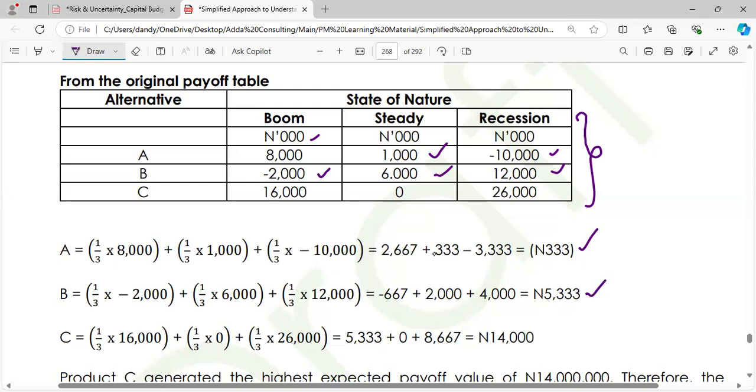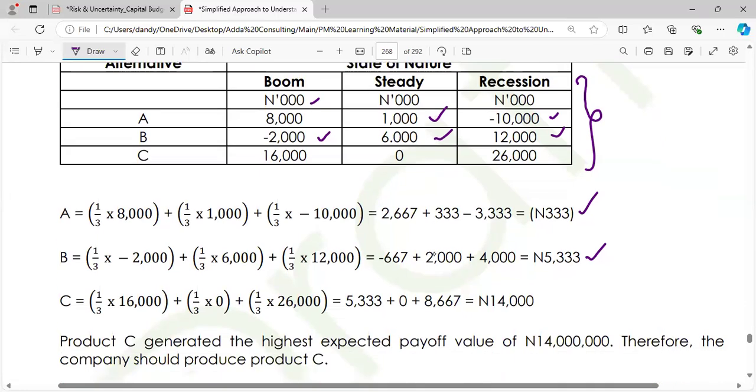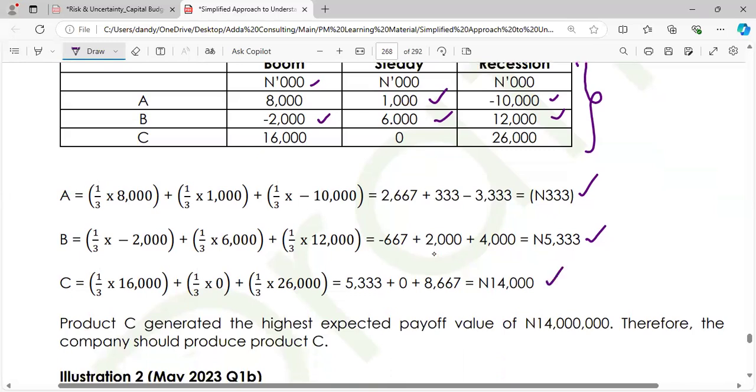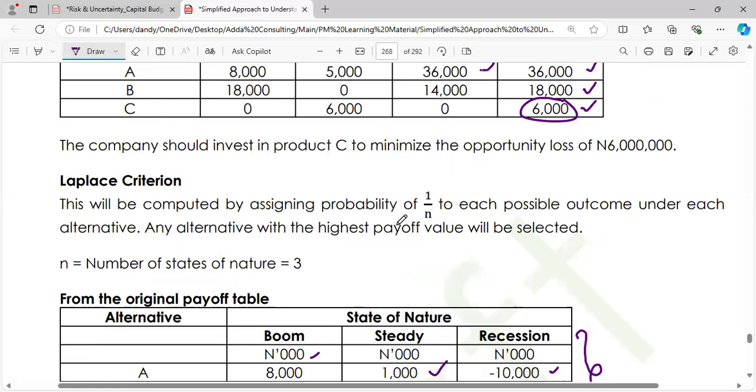Then the last one, 16,000 multiplied by 1 over 3, 0 multiplied by 1 over 3, then 26,000 multiplied by 1 over 3. And we had 14,000. So we have minus 333, 5,333, then we have 14,000. 14,000 is the highest expected value. Therefore, product C should be produced. The company should produce product C, considering the highest expected value of 14 million naira. So this is what you need to do as far as the Laplace rule is concerned.